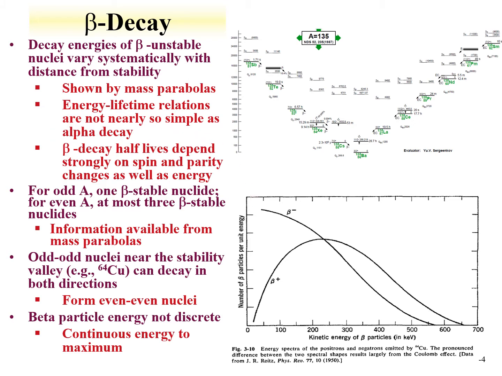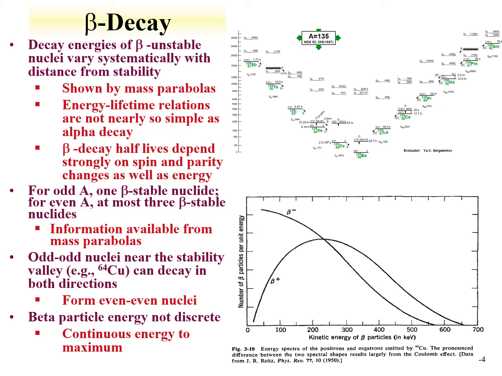Now there are some trends that we can observe for beta stable nuclei. We look at a mass parabola for odd A, A equals 135. For most odd A isotopes, there's one beta stable nuclide. And if we look here, barium-135, which is the most stable, sits at the bottom of this mass parabola. However, for even A, you can have up to 3 beta stable nuclides, and you can evaluate this by inspection from the chart of the nuclides.